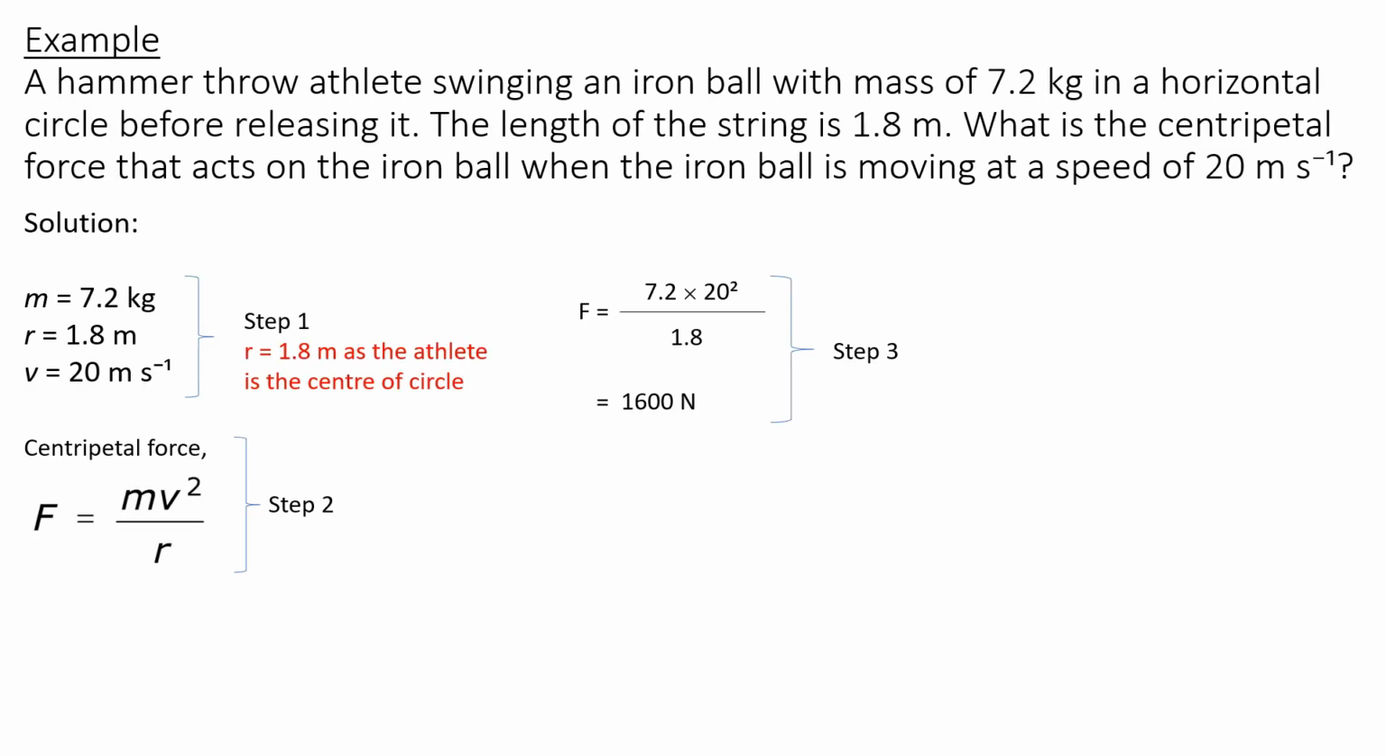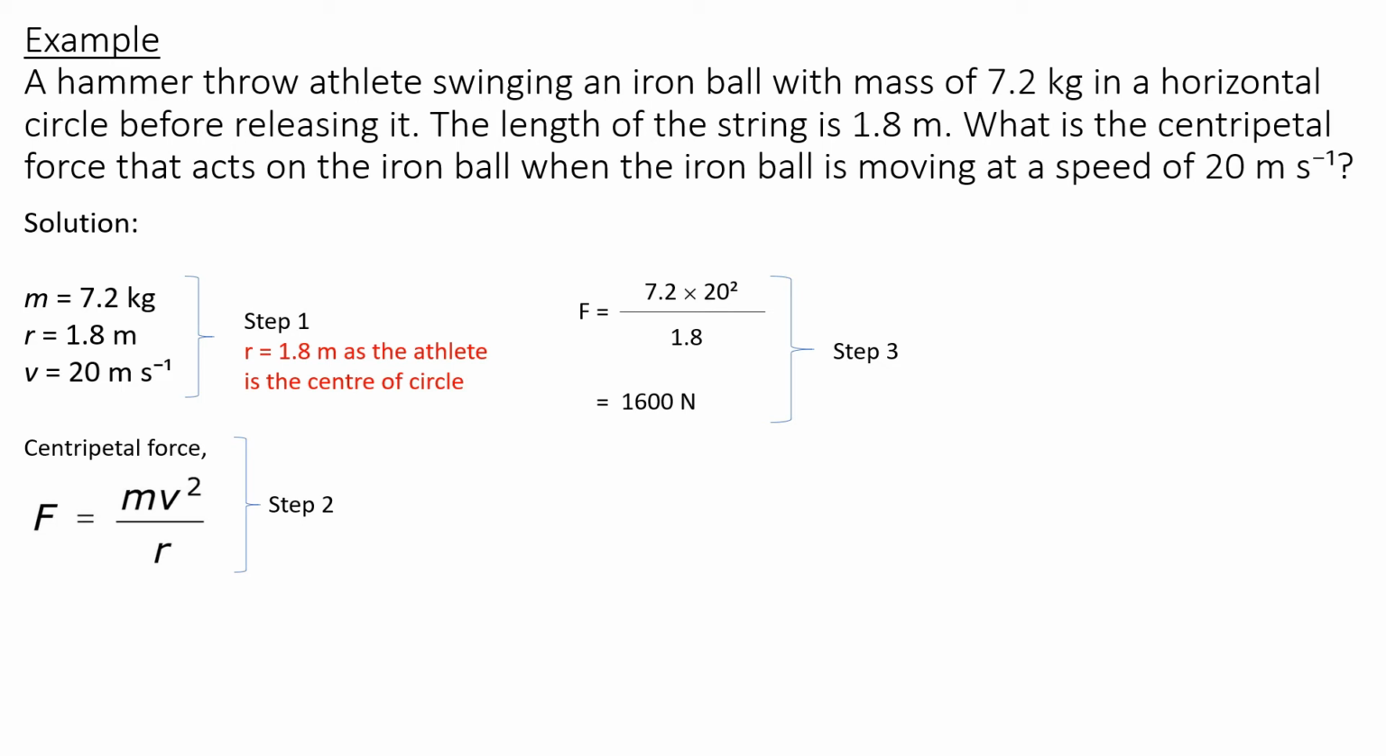For example, a hammer-throw athlete is swinging an iron ball with a mass of 7.8 kg in a horizontal circle before releasing it. The length of the string is 1.8 meters. What is the centripetal force that acts on the iron ball when the iron ball is moving at a speed of 20 meters per second?